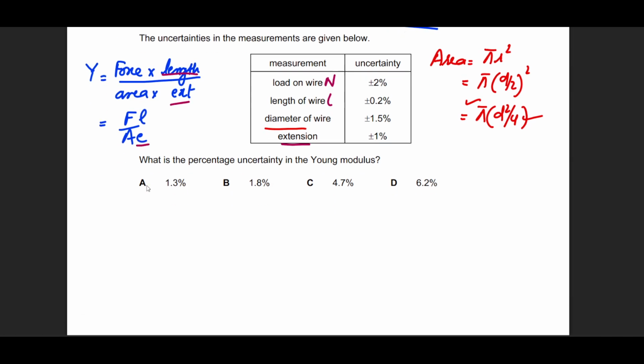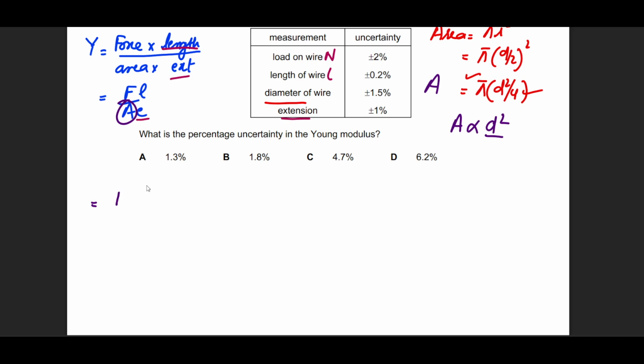So the error of the area is proportional to that of d squared. So in place of cross-sectional area, I can replace the error of d squared. So the formula goes something like this: FL divided by d squared E. The function becomes delta F by F plus delta L by L plus delta D by D plus delta E by E. Have I made some mistake? Yes. It's d squared, so it should be multiplied by 2 according to the power rule.